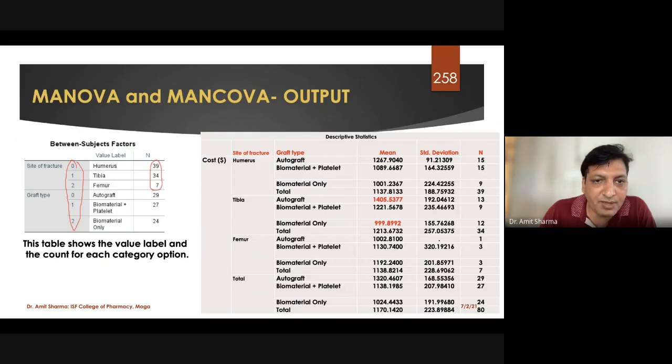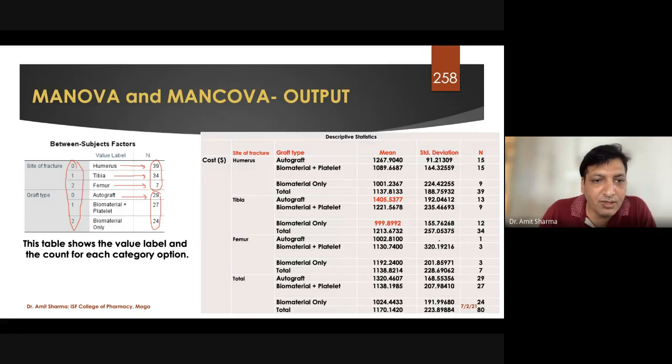39 plus 34 plus 7 will be equivalent to these three. You can see that humerus fracture occurred in 39 patients, fracture of tibia occurred in 34 patients, and fracture of femur occurred in 7 patients. And for type of biomaterial used, the autograft was used in 29 patients.